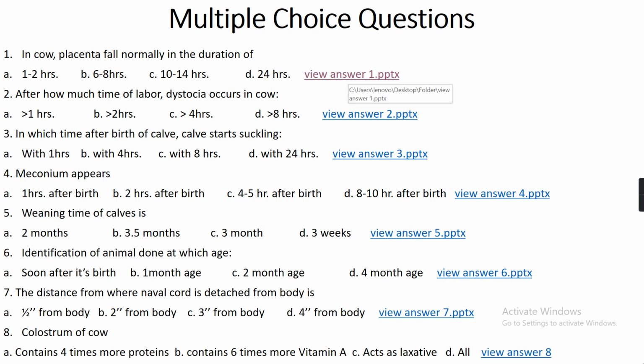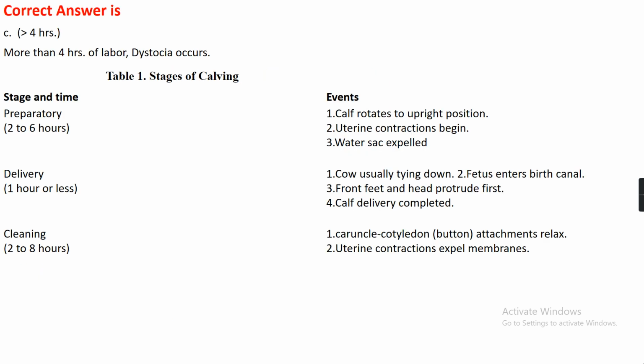Question number 2. After how much time of labor does dystocia occur in cow? Option A, more than 1 hour. Option B, more than 2 hours. Option C, more than 4 hours. Option D, more than 8 hours. The right answer is option C, that is more than 4 hours. If the labor exceeds 4 hours, there is a chance of dystocia occurrence.